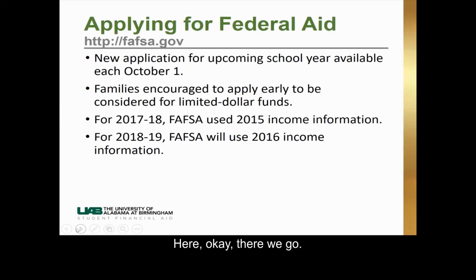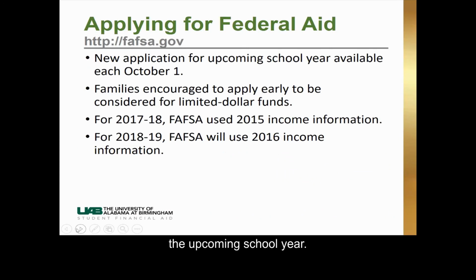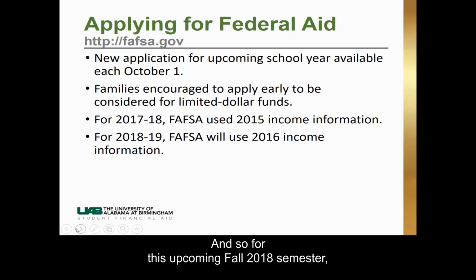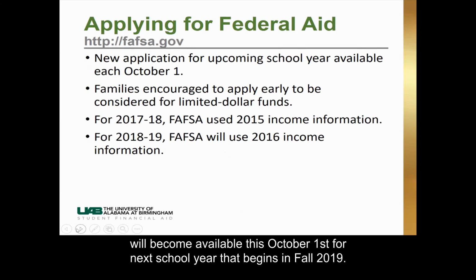Okay, so the FAFSA does become available every year on October 1st for the upcoming school year. The FAFSA is the federal application for financial aid. And so for this upcoming fall 2018 semester, the FAFSA has been available since last October of 2017. It will become available this October 1st for next school year that begins in fall 2019.